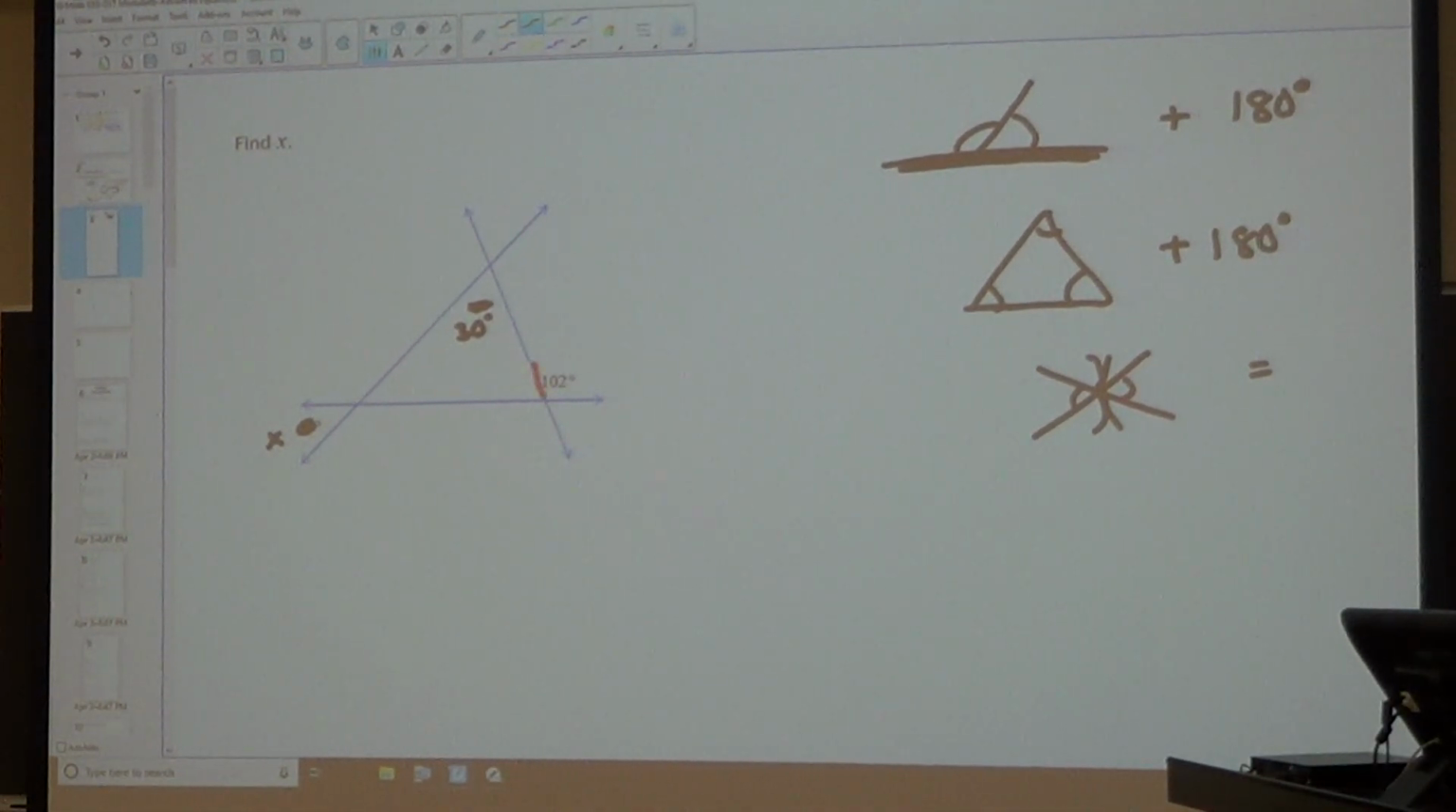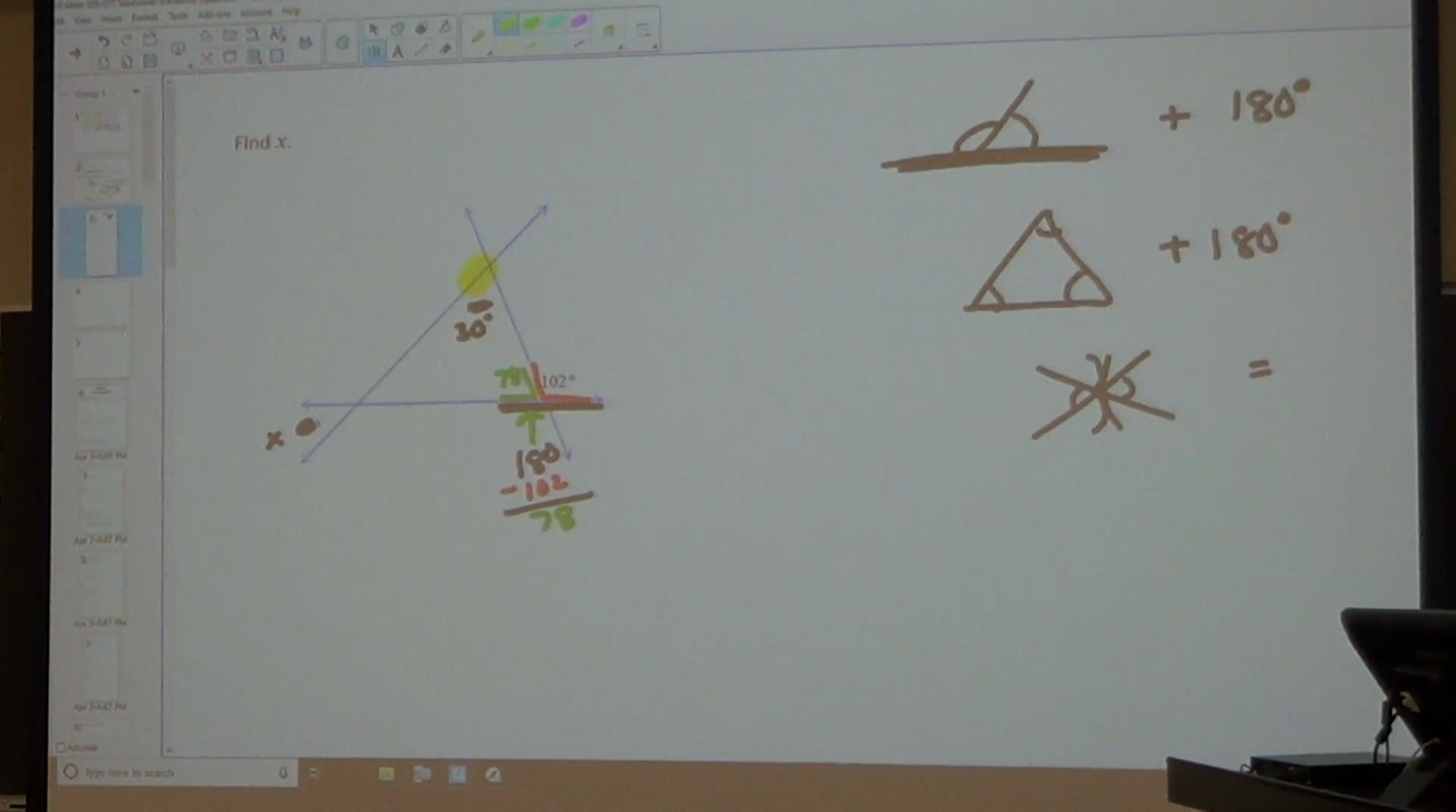This is the angle we have. This is the angle we're trying to find. Both of those angles make a straight line, which is 180 degrees. So to get this angle, we're going to do 180 minus 102. That's going to give me 78 degrees. So my green angle is going to be 78 degrees.